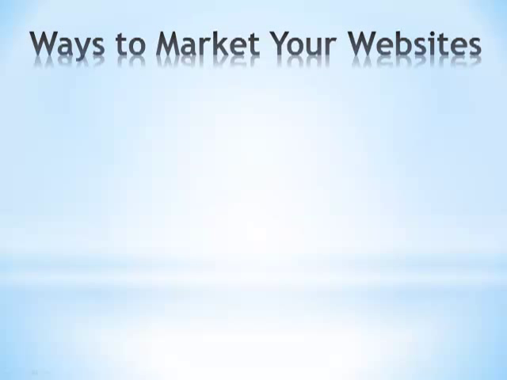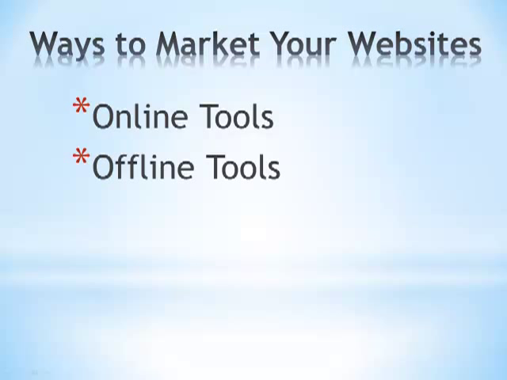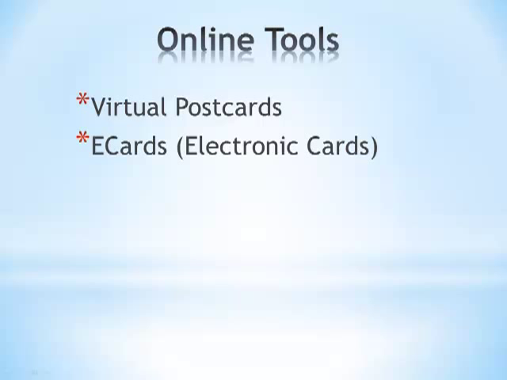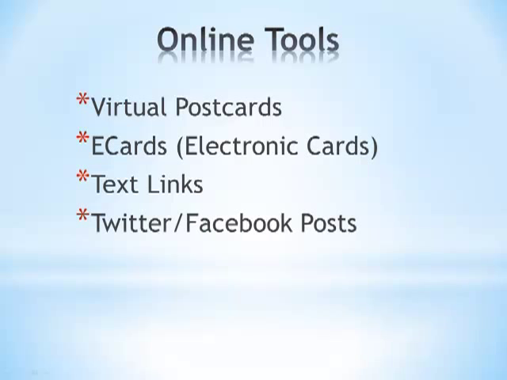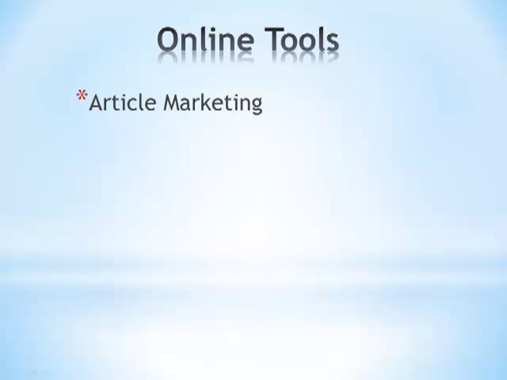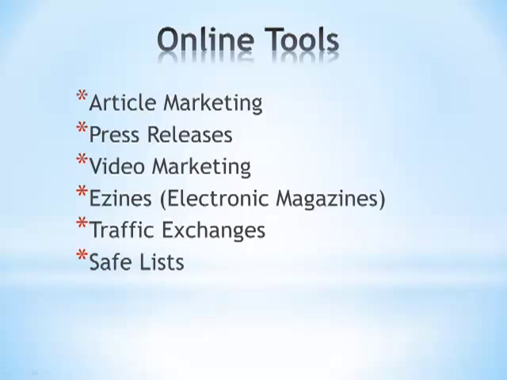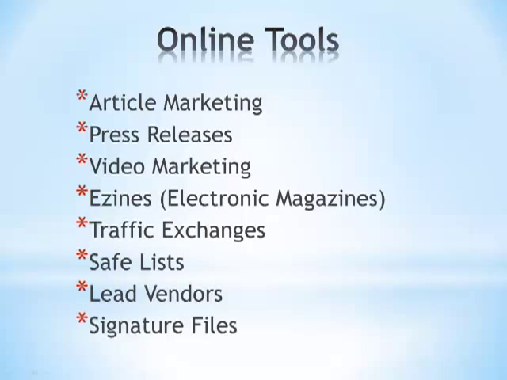And in order to do that, there are several different ways to market your websites. We've got a lot of online tools, and we also have some offline tools as well. So let's take a look at the online tools. To begin with, we've got virtual postcards, e-cards, or what are known as electronic cards, text links, Twitter and Facebook posts, search engine marketing, banner advertising, article marketing, press release marketing, video marketing, e-zines, or what are also known as electronic magazines, traffic exchanges, safe lists, lead vendors, and signature files.